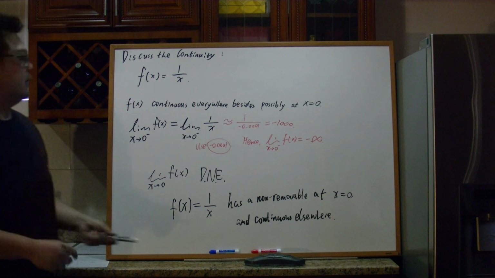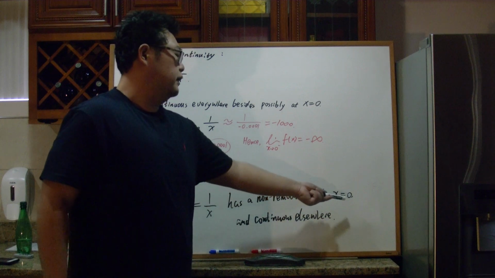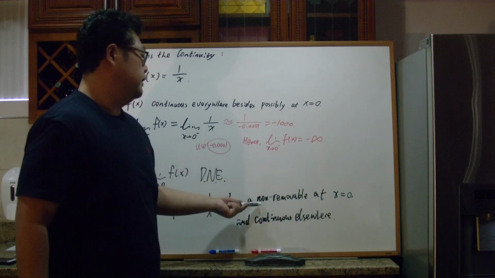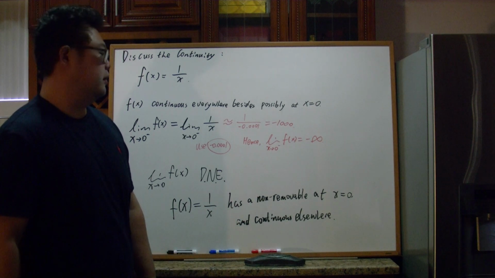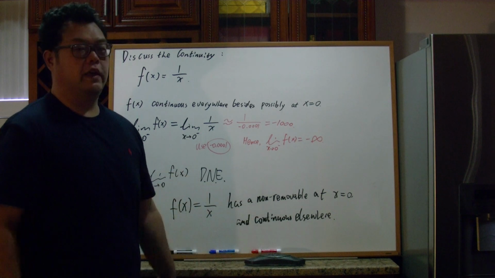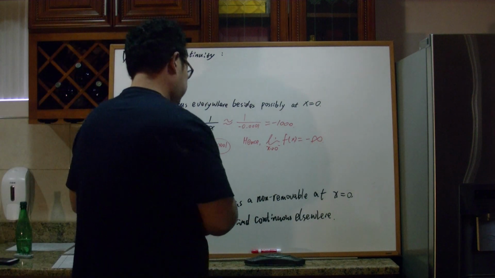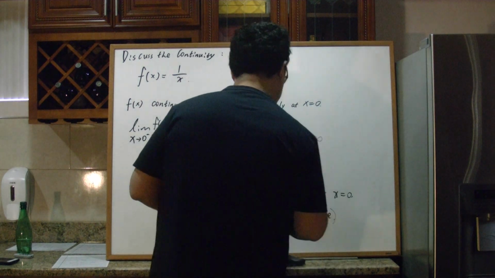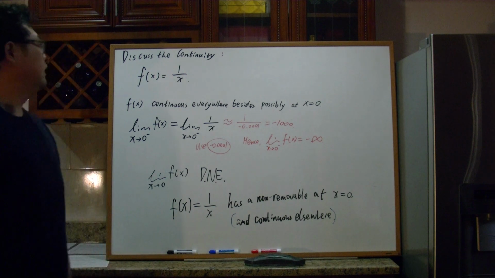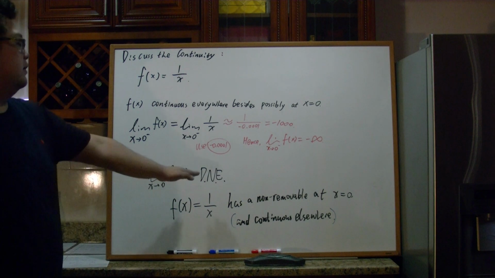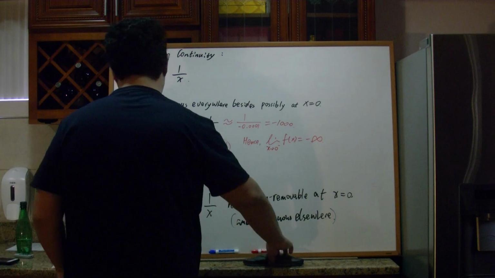You don't have to write continuous elsewhere when you list out that the discontinuity is at x equals 0 and non-removable in this case. I can pretty much understand you're assuming everywhere else is continuous, so that will be good enough, by saying it's a non-removable discontinuity at x equals 0. The limit does not exist. That shows it's a non-removable discontinuity.